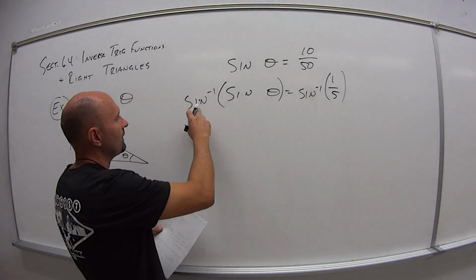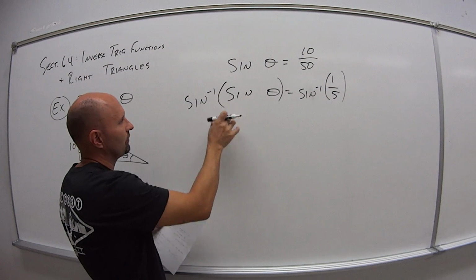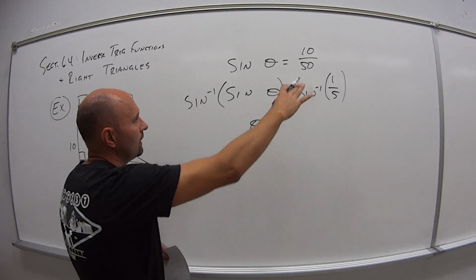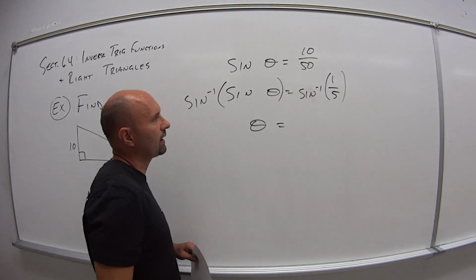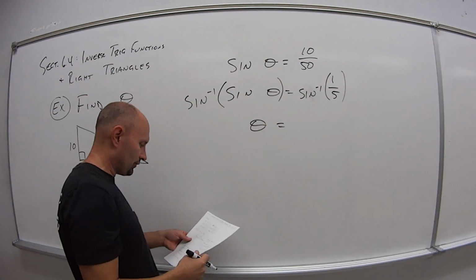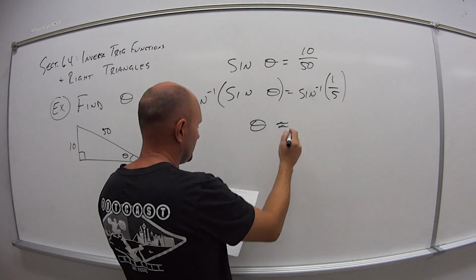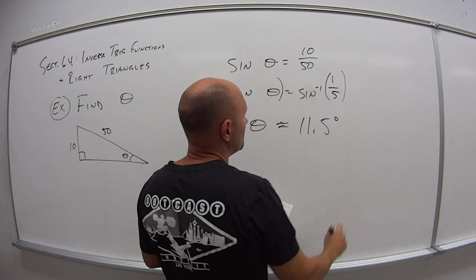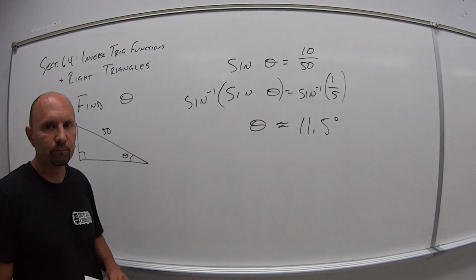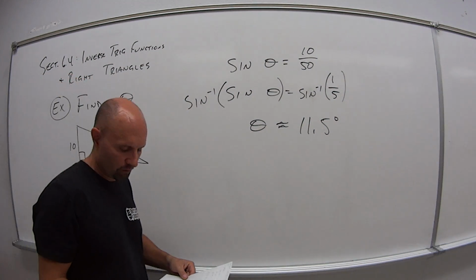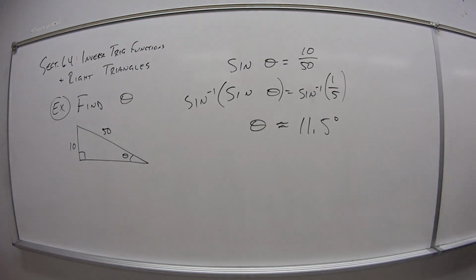So when I do that, the sine inverse and the sine function essentially cancel each other out, just like square root and squared. And then on the right, this is where you're going to use your calculator. You're going to do 1 divided by 5, and then do the inverse sine function. And this should give you that theta is approximately 11.5 degrees. So again, it's just the reverse of the process that we've been doing to this point.